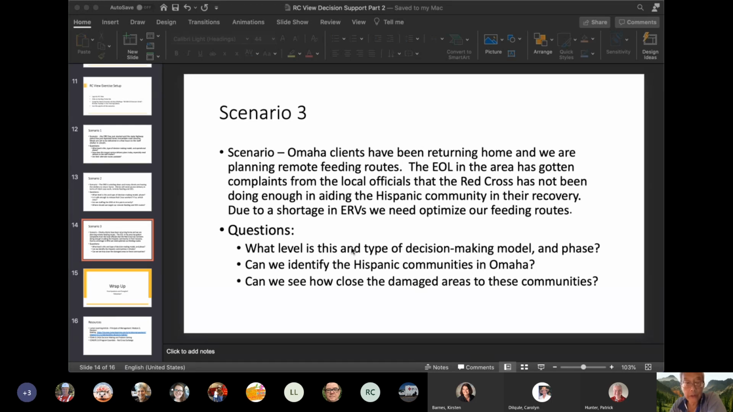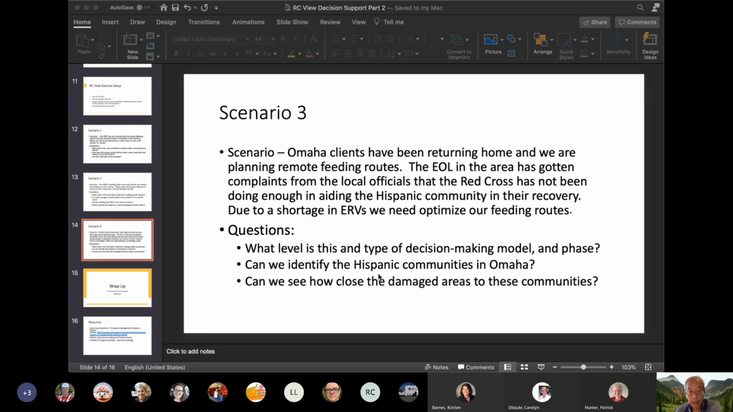So again, what level is this? And the type of decision-making model and the phase? Well, this is definitely in the sustainability phase, near the end. What level is this? It's probably the tactical level, because I'm planning my next day's operations, my routes. In the decision-making model, because of my shortage in ERVs, I want to do this right, so I want to optimize my feeding route. So hopefully it'll be a good, rational plan that I've come up with.